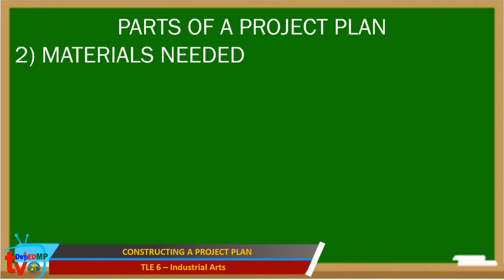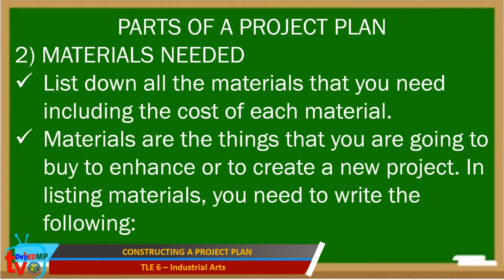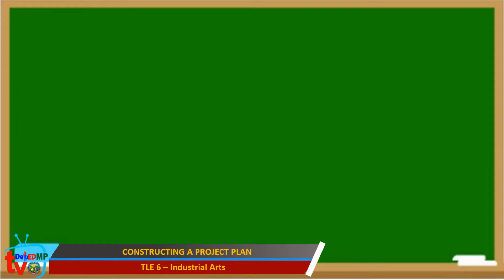The second part of a project plan contains the materials needed. List down all the materials that you need, including the cost of each material. When we say materials, we are referring to the things that you are going to buy to enhance or to create a new project. In listing materials, you need to write the following.